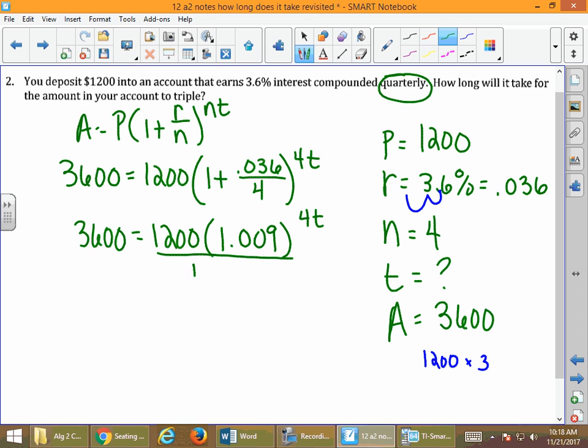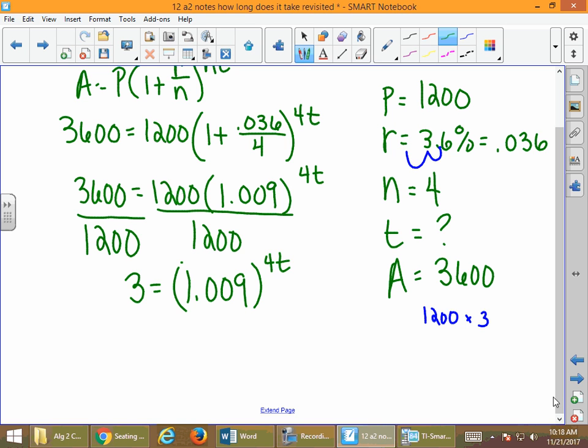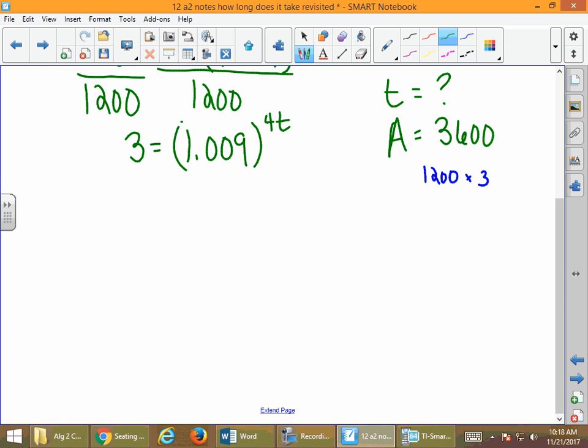Divide by 1,200. And I don't know if you need to type that in or not, but 3,600 divided by 1,200 is 3. And we've got 1.009 to the 14th. We have the variable isolated. And now that we have the variable isolated, we can put in our logarithms.